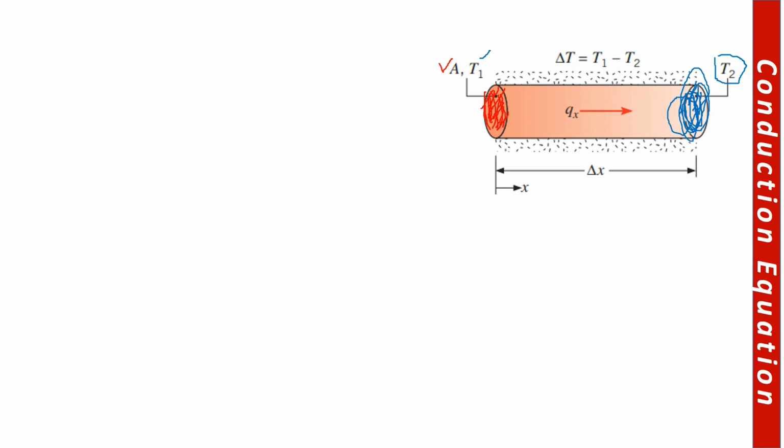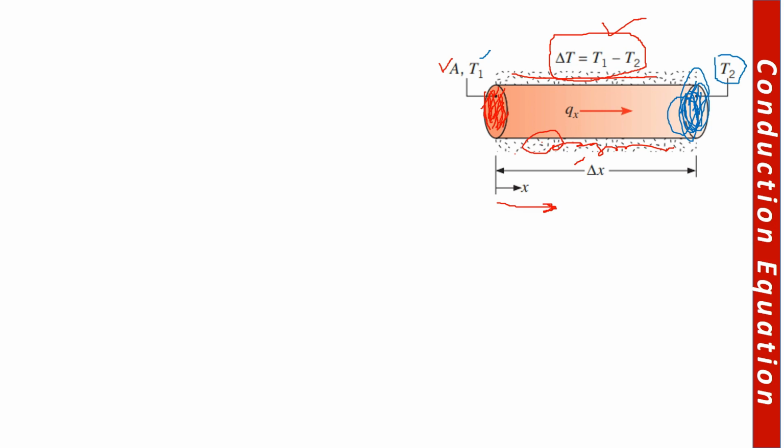Now the temperature difference between these two, delta T, is given as T1 minus T2, and this rod is insulated from the lateral side, you can see over here. So there is only one direction in which the heat can flow, and that is this x direction along the length, along this delta x.